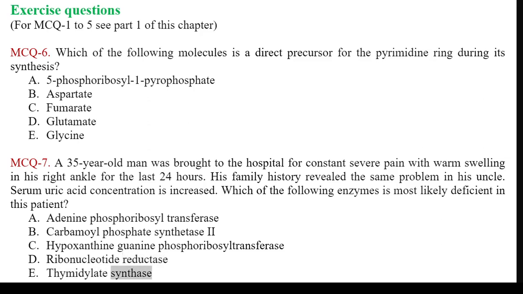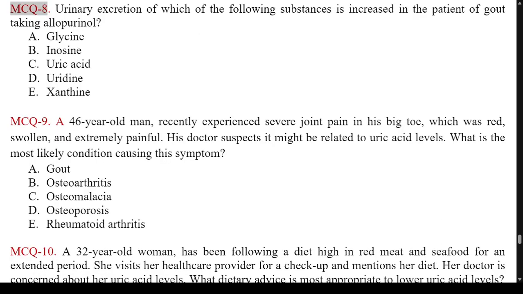Thymidylate synthase. MCQ 8. Urinary excretion of which of the following substances is increased in the patient of gout taking allopurinol? Glycine. Inosine. Uric acid. Uridine. Xanthine. MCQ 9. A 46-year-old man recently experienced severe joint pain in his big toe, which was red, swollen, and extremely painful.